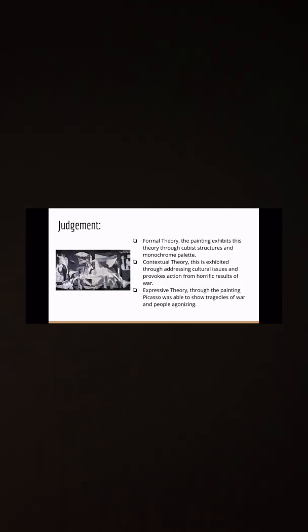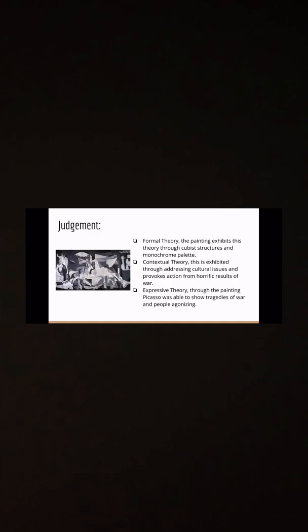Judgment. Form or theory. The painting exhibits this theory through cubist structures and monochrome palette. Contextual theory. This is exhibited through addressing cultural issues and provokes action from horrific results of war. Expressive theory. Through the painting, Picasso was able to show tragedy of war and people agonizing.